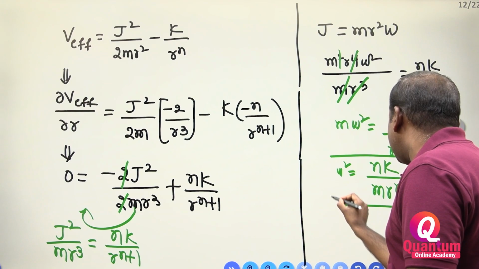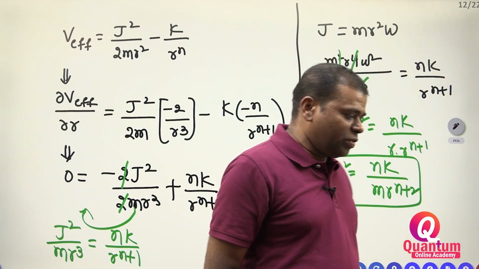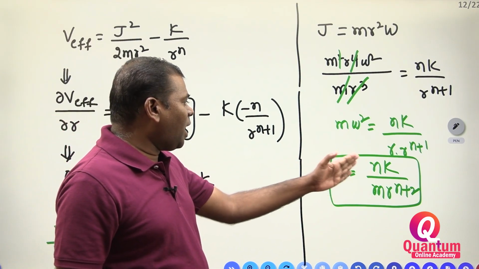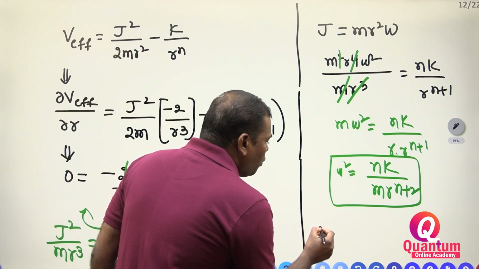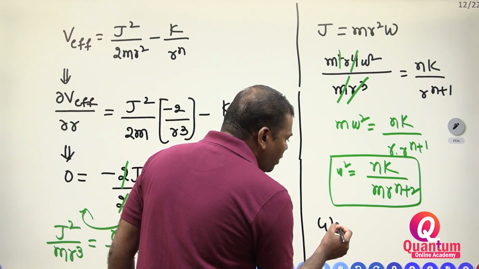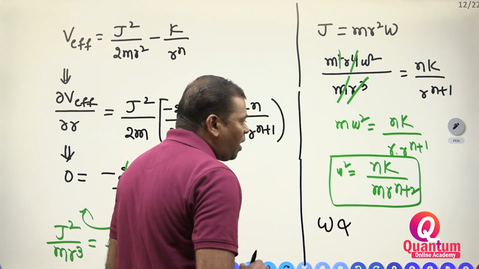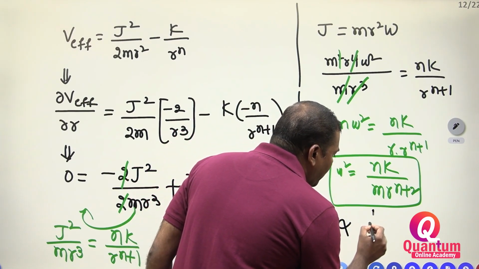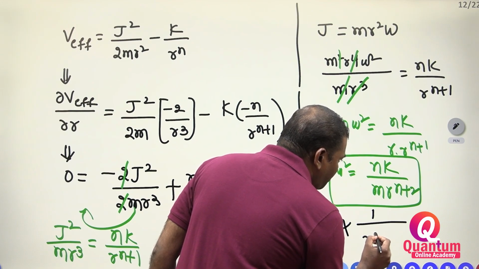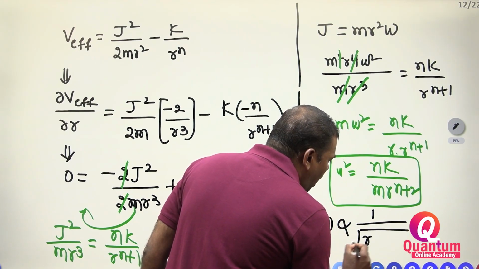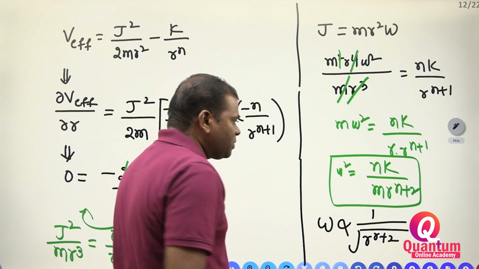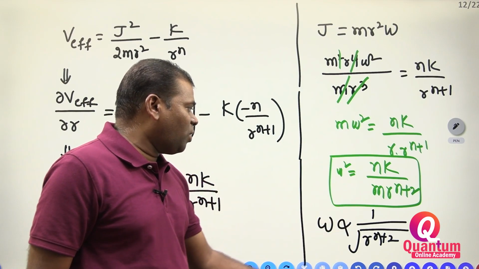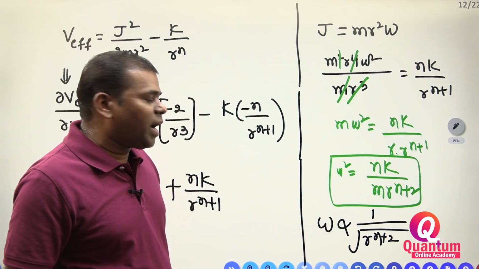Omega square is proportional to 1 by r to the power of n plus 2. Therefore omega is inversely proportional to 1 by root r to the power of n plus 2. So omega is proportional to 1 by root r to the power of n plus 2.